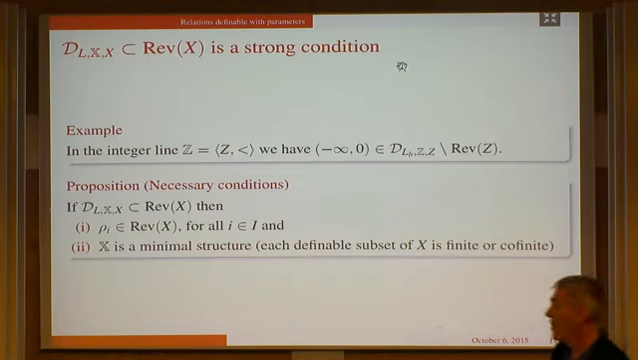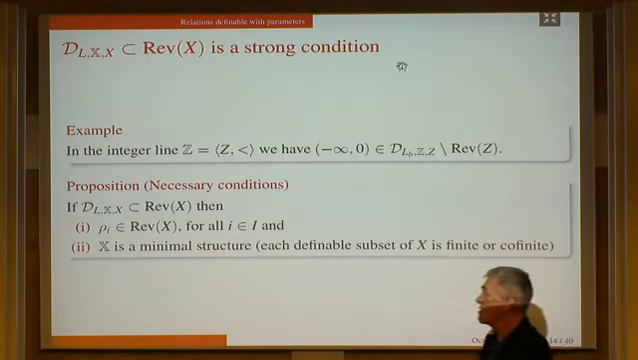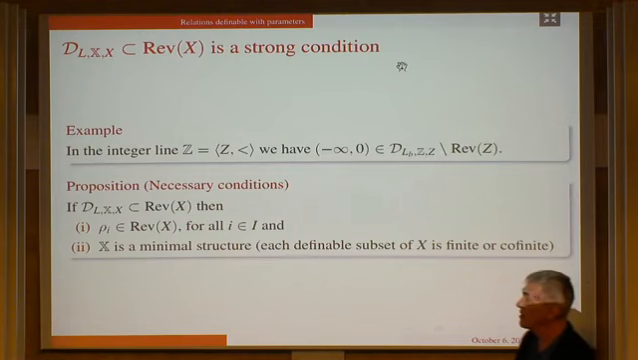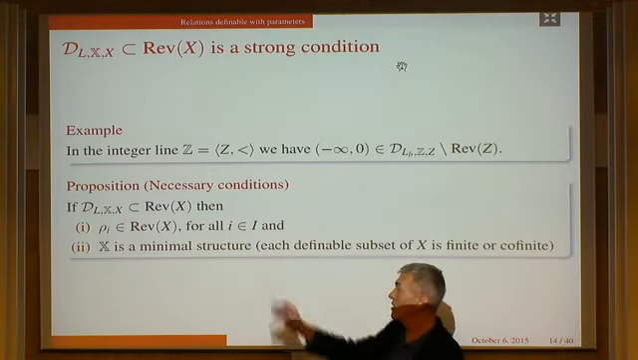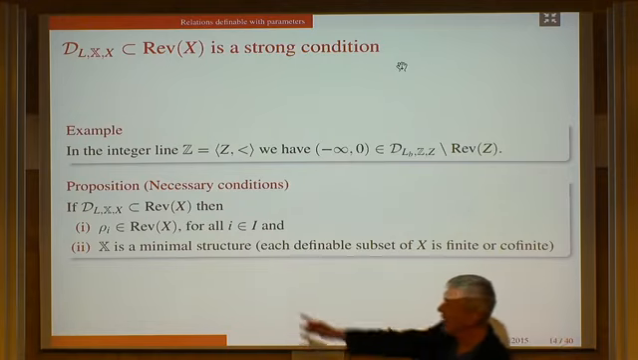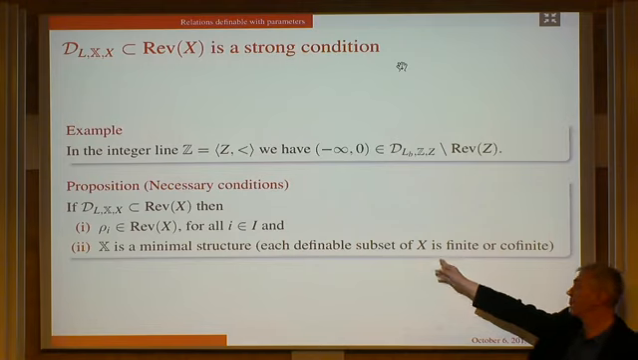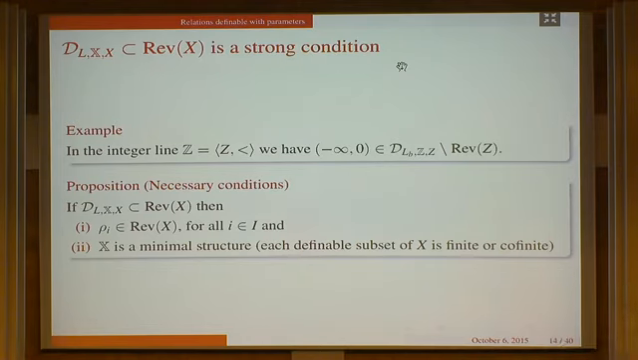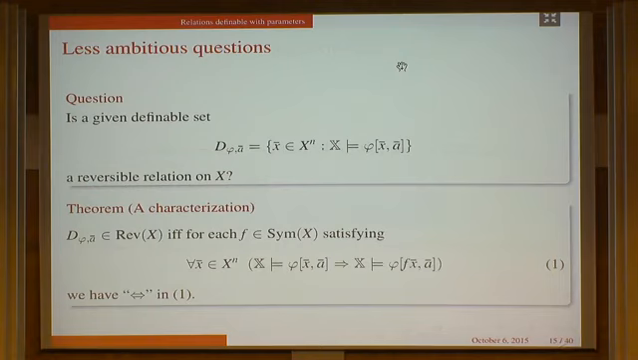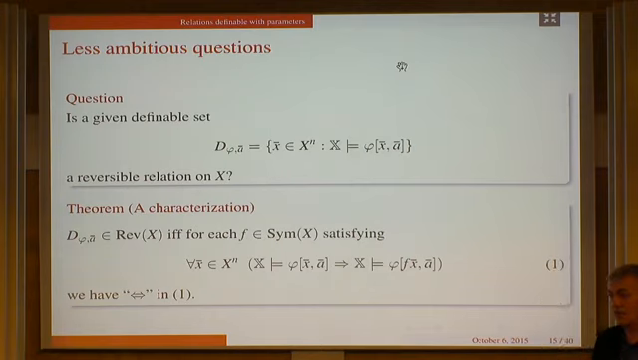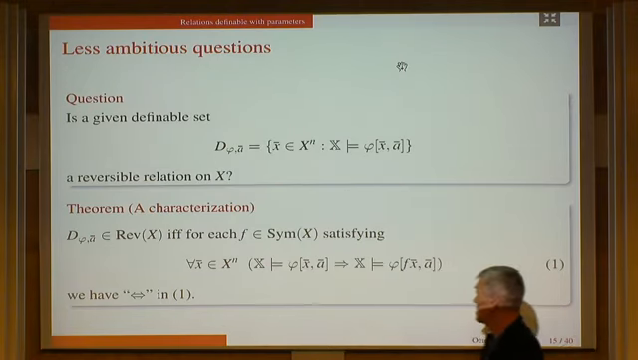Necessary conditions. All definable sets are reversible, which is a strong condition. Then, first, trivially, all the relations must be reversible, and X must be a minimal structure, which means that each definable subset of X is finite or cofinite. So we are in the world of minimal structures. Less ambitious questions are: if we have a given definable set, is it reversible? So the characterization is this.